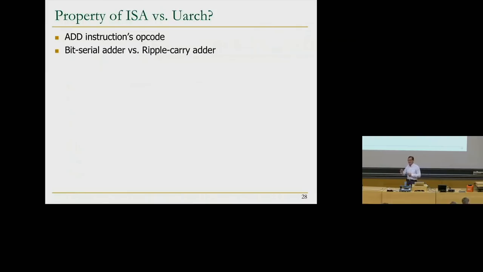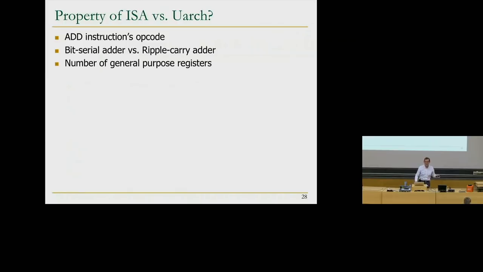What about the adder implementation, bit serial versus ripple carry adder? Is that part of the microarchitecture or ISA? Microarchitecture, yes. The programmer doesn't really care whether it's a bit serial adder or ripple carry adder, unless in the ISA you have different instructions for them, right? Which is possible, but today's ISAs don't do that.